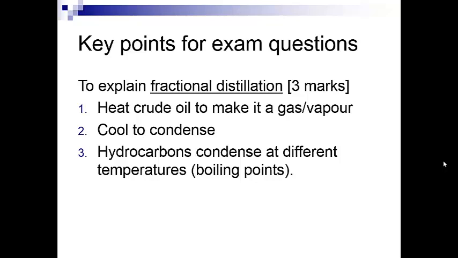They then condense at different temperatures and then they're collected. So they cool to condense. Hydrocarbons condense at different temperatures because they all have different chain lengths. The larger chain lengths, such as bitumen, will condense at the bottom of the column.